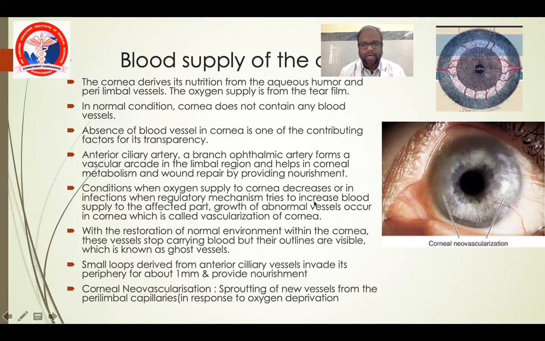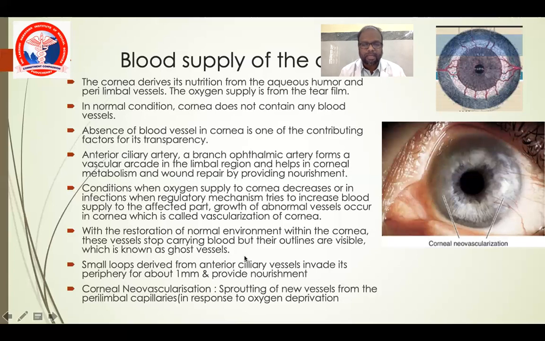These new vessels try to provide nutrition to the cornea because of production of vascular endothelial growth factors, which make these new vessels grow into the cornea. Once the normal environment is restored, these vessels are lost. The blood supply within the vessels is lost, and they become what are called ghost vessels. Ghost vessels are vessels that are present, but do not carry any blood within them.